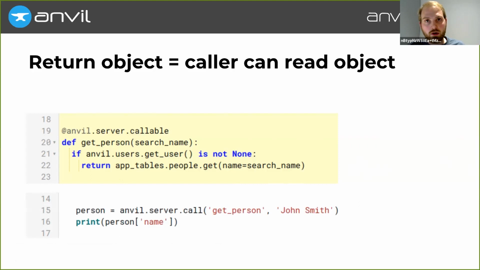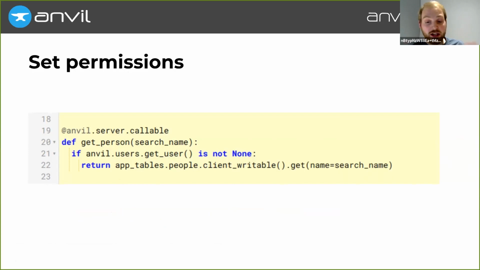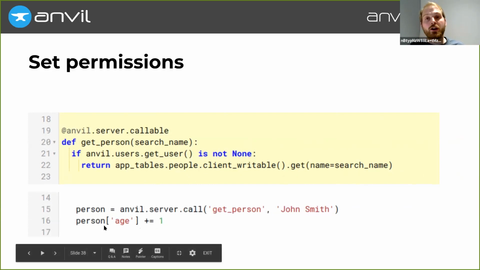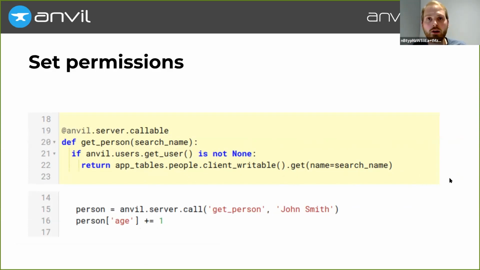Of course, we can do better than this. We don't have to be read-only permissions. We can actually give the client write permissions to a particular row or subset of rows. So here's an example that if the user is logged in, it takes the people table and then it makes a client writable version of that table, and then it searches that. And so the row that gets yielded here will be a writable row, which means that we can call set item on it as well as get item. And all of a sudden now, in your client code, you can do your data manipulation.